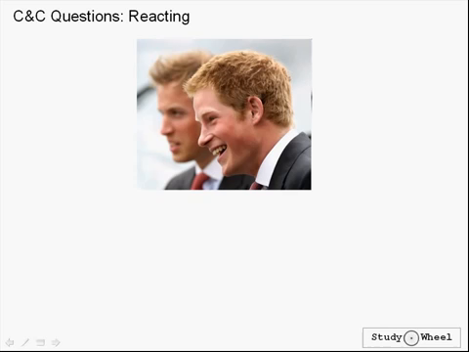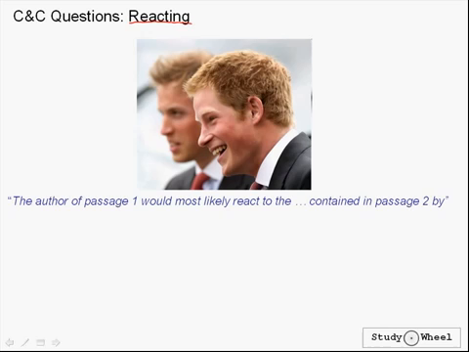Okay, and then the last type of question is probably the one where the inferences do come in. And it's one of the harder types of questions that you'll see on the test. And it's reacting. So it's basically something along the lines of the author of passage 1 would most likely react to the blank contained in passage 2 by. And so in this case, you have to think, okay, based on what I know about author 1, what would they think about something that comes up in passage 2 or something that the author argues in passage 2?